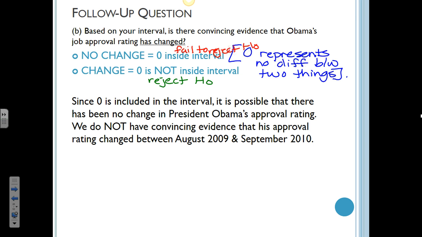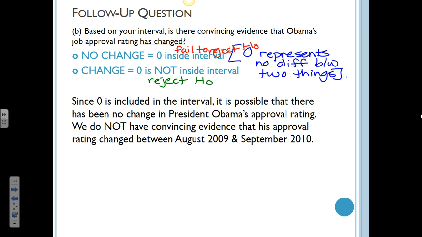So if 0 is inside, you do not have evidence that it's different. If 0 is not inside, you do have evidence because it's either going to be all below, meaning that his job approval rating decreased over time, or if it's all positive, it increased over time. Does that make sense? Here, we have some negatives, we have some positives, aka we do not have evidence it did change, or at least statistically significant evidence. All right, you guys with me on that? Okay, because you're going to get a lot of follow-up questions that are very similar to this, all right?